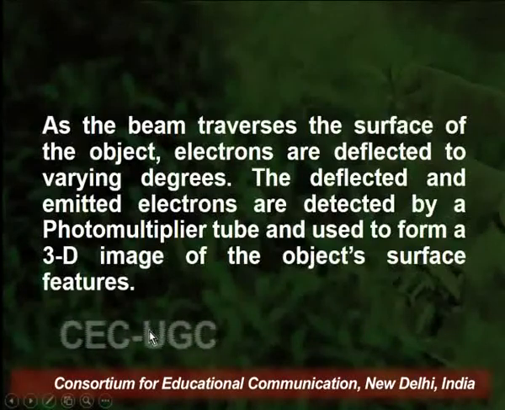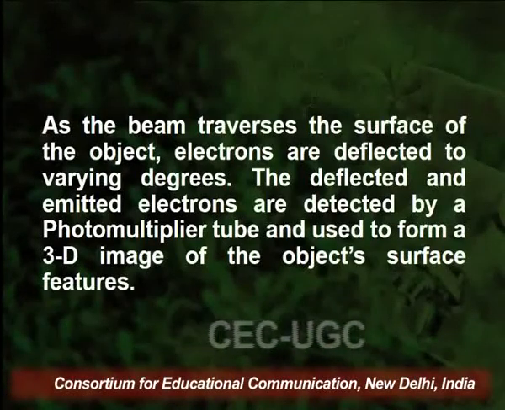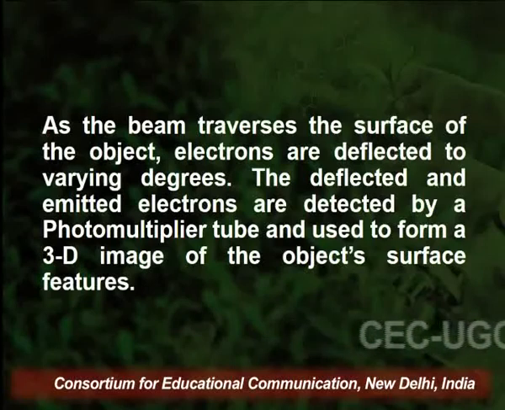So as the beam traverses the surface of the object, electrons are deflected to various degrees. The deflected and emitted electrons are detected by a photomultiplier tube and used to form a three-dimensional image of the object's surface features.